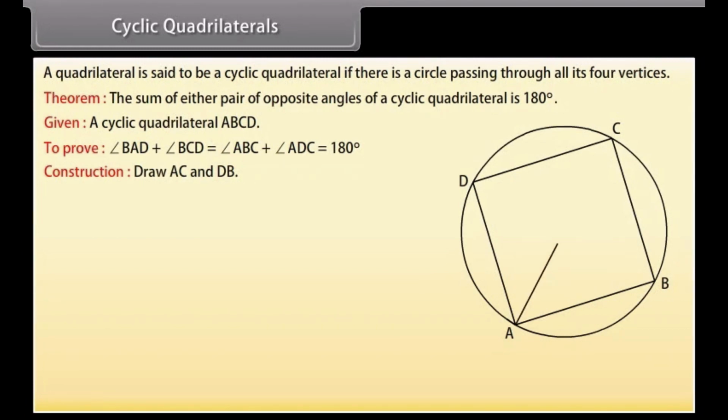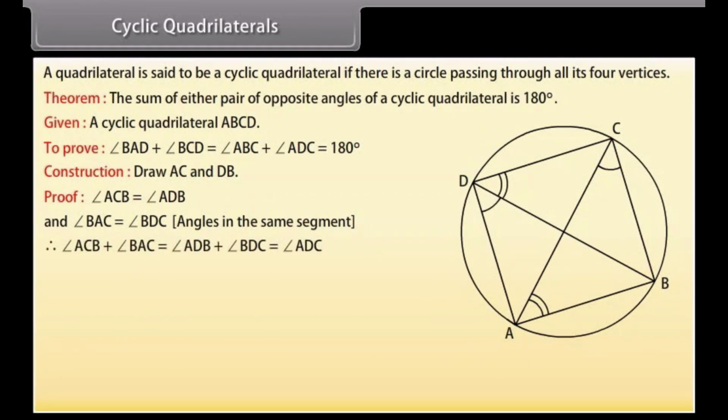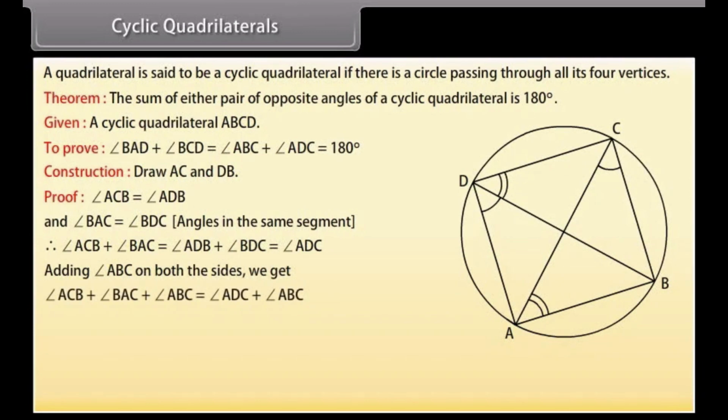Construction: draw AC and DB. Prove: angle ACB is equal to angle ADB and angle BAC is equal to angle BDC, because these are angles in the same segment. Therefore, angle ACB plus angle BAC is equal to angle ADB plus angle BDC, which equals angle ADC. Adding angle ABC on both sides, we get angle ACB plus angle BAC plus angle ABC, which is equal to angle ADC plus angle ABC.